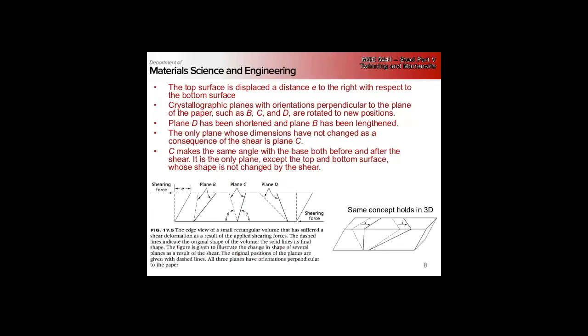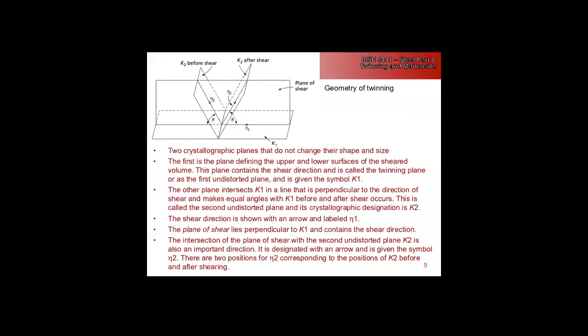And just keep in mind the nomenclature. Our two invariant planes are K1 and K2, the twin plane and the second invariant plane. And then we want to keep our special directions in mind: our η1, which is the shearing direction, and then our η2 direction, which is where our second invariant plane intersects our plane of shear. And the plane of shear is orthogonal to both η1 and η2, right? So that's just the geometry.